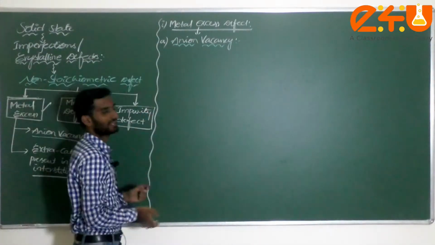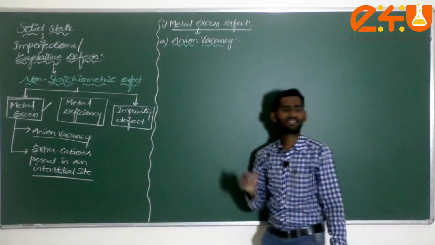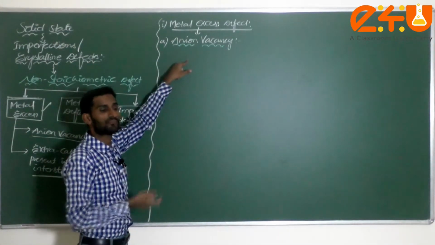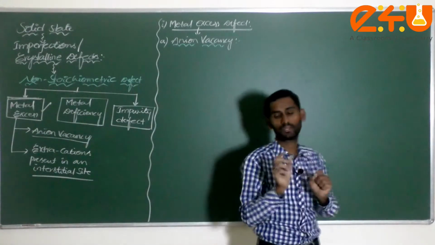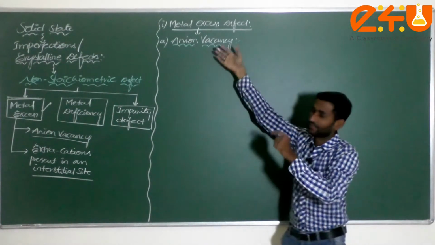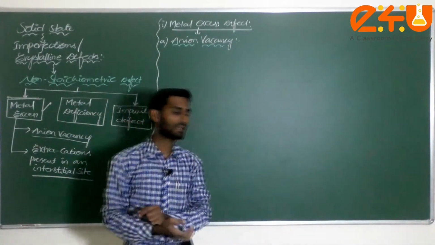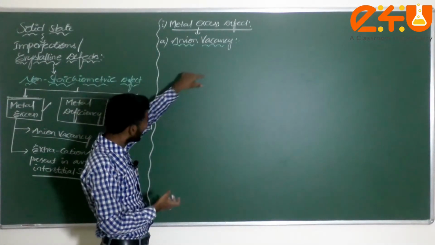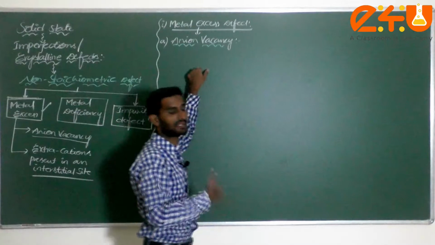first of all, what is meant by anion vacancy? This defect arises when the anion is missing from the crystalline lattice and it forms a hole. An electron will go and occupy that hole, and electrical neutrality is maintained. If the electron goes and occupies that particular vacancy or hole, that is called an F center.